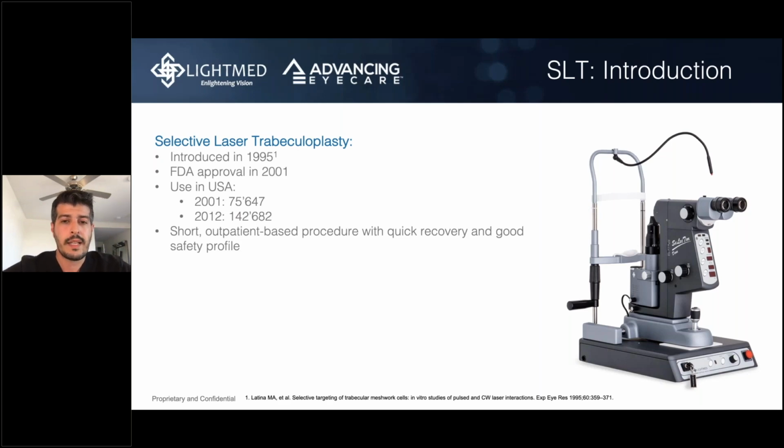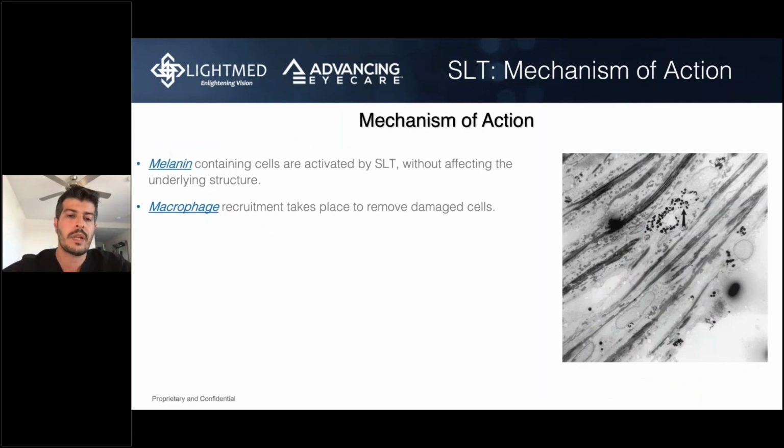So selective laser trabeculoplasty, or SLT, was introduced in 1995. In the United States, it was FDA approved in 2001. And it's been more and more popular ever since it was FDA approved. For example, in 2001, it was only used about 70,000 times in the Medicare population. Compare that to 2012, 142,000 times. I don't know what the number is for 2020, but probably even more than that. And it has to do with the ease of the procedure. It's a short outpatient-based procedure with quick recovery, and it's safe. So it's really meeting all the requirements for a procedure that eye doctors look at.